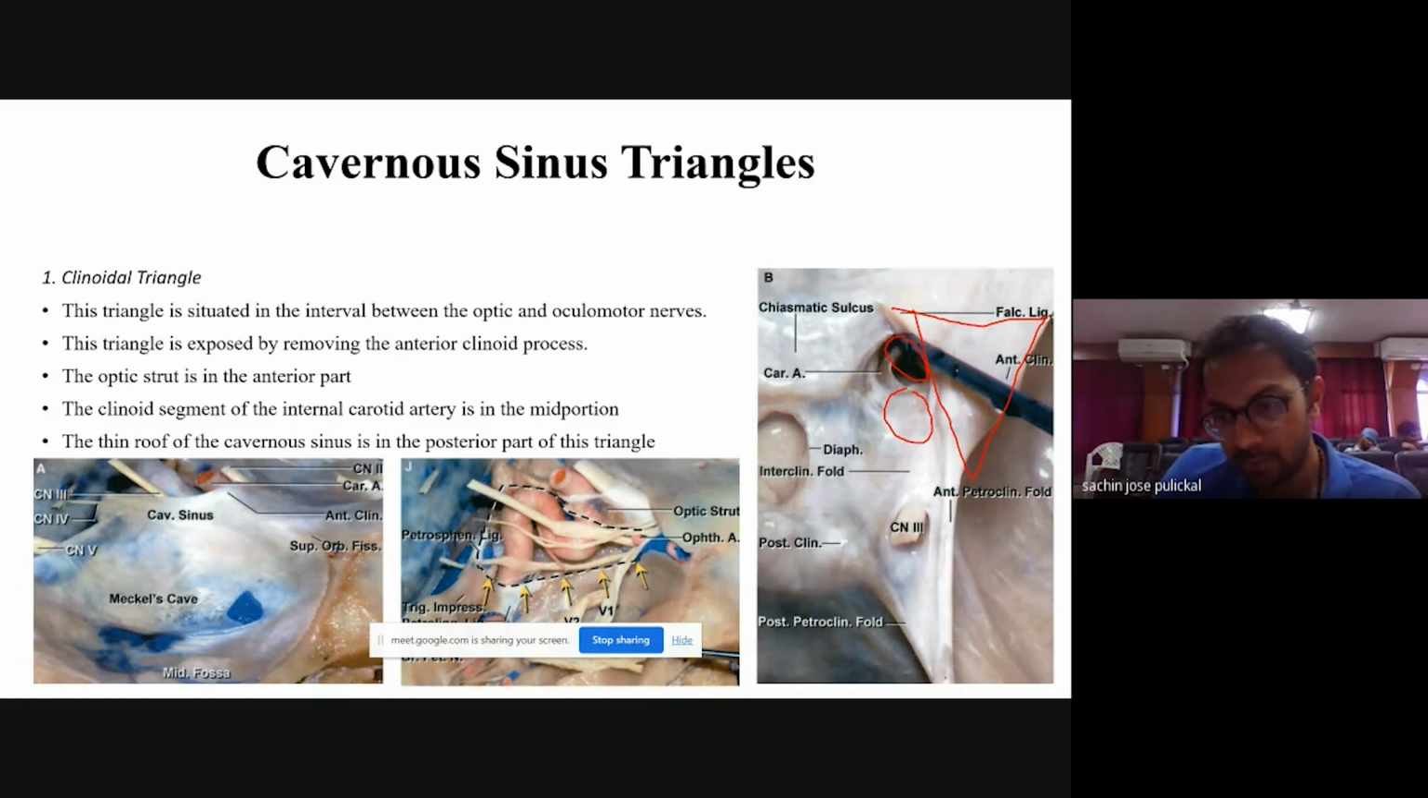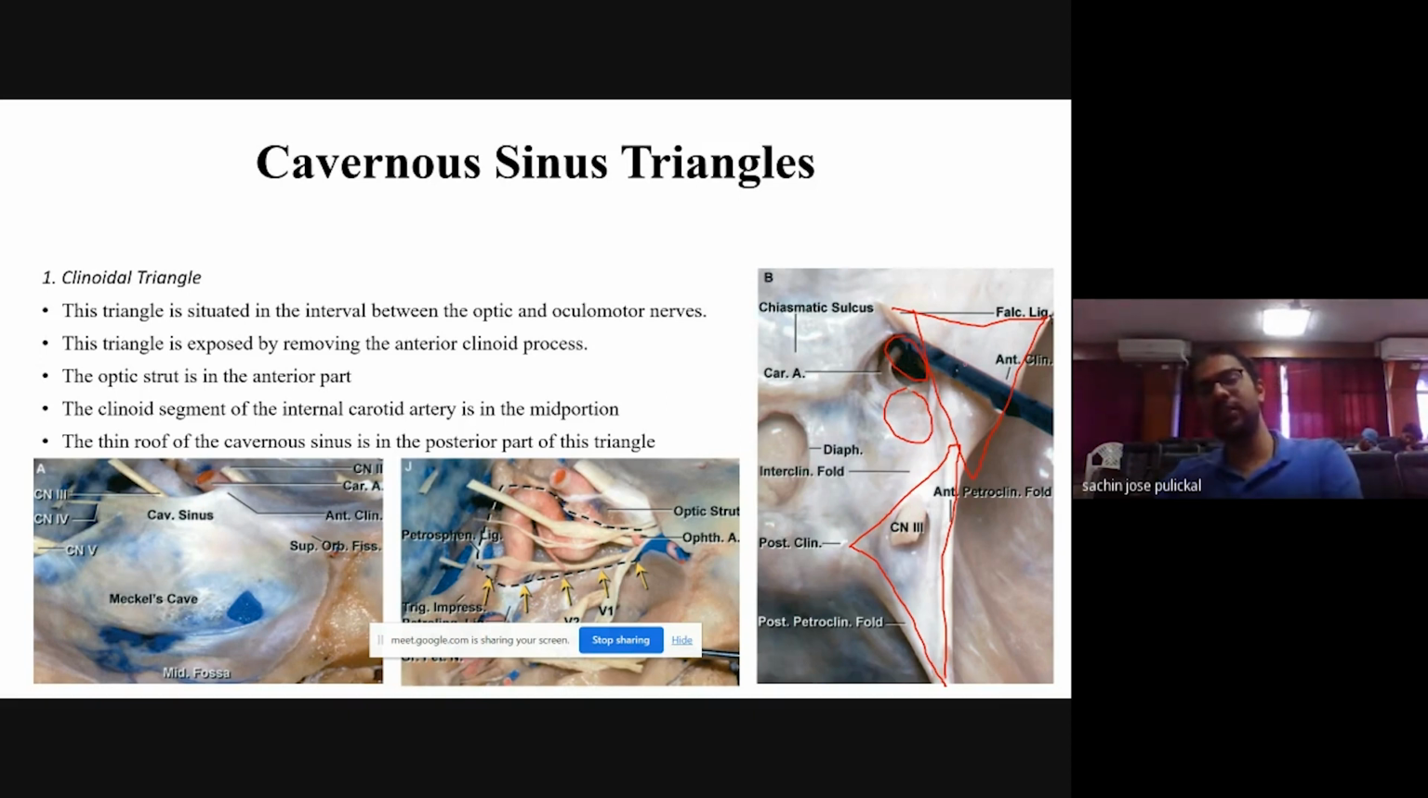And here you can see the anterior petroclinoid fold, which forms the tentorial edge, the interclinoid fold, and the posterior petroclinoid fold. So these 3 form another triangle, which is called the oculomotor triangle, like I explained before. This is another part of the roof of the cavernous sinus. So these 2 triangles are related to the roof of the cavernous sinus, the clinoidal triangle and the oculomotor triangle. And how is the oculomotor triangle important? Because your cranial nerve 3 enters into the cavernous sinus through the center of the oculomotor triangle.